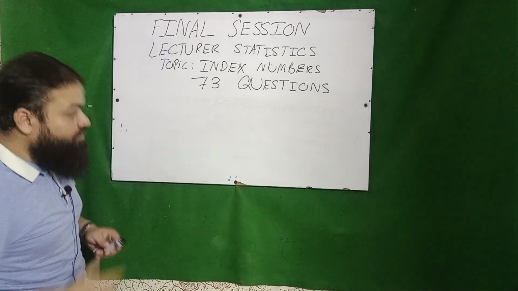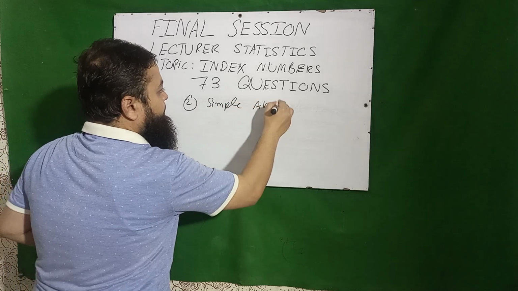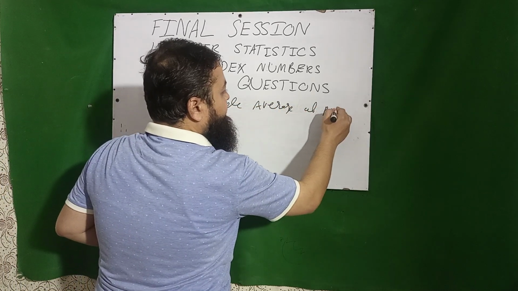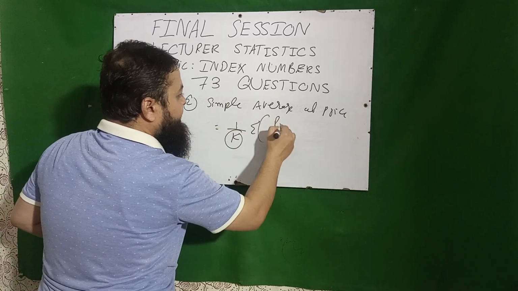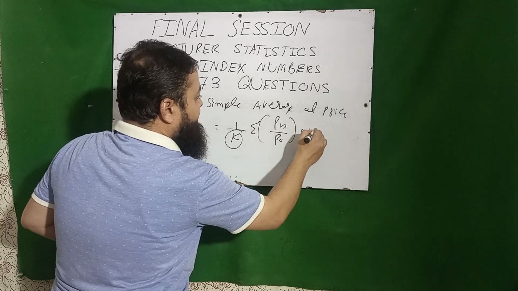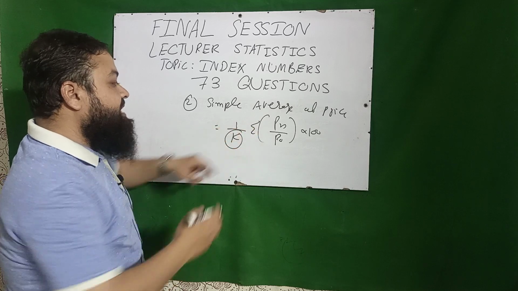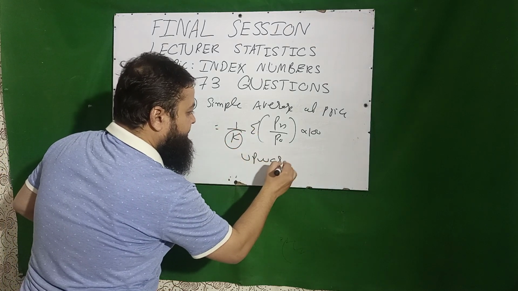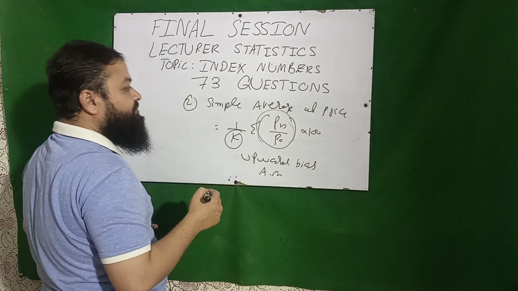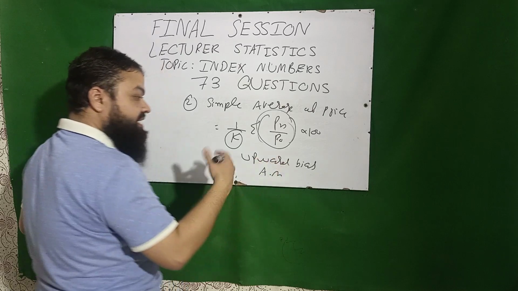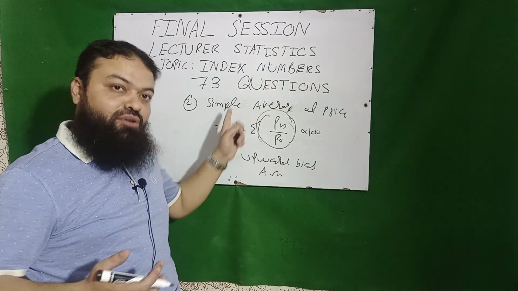And one more thing I will tell you, the second method of unweighted is simple average of price relatives. The formula is 1 over k, the total number of commodities, summation Pn over P naught multiplied by 100. And what do we do actually in this? It is called simple average. And the drawback is that it has upward bias, because it is arithmetic mean actually. Arithmetic mean is not suitable in index numbers, ratios or percentages. Geometric mean is suitable, so it has upward bias. It also has this drawback.